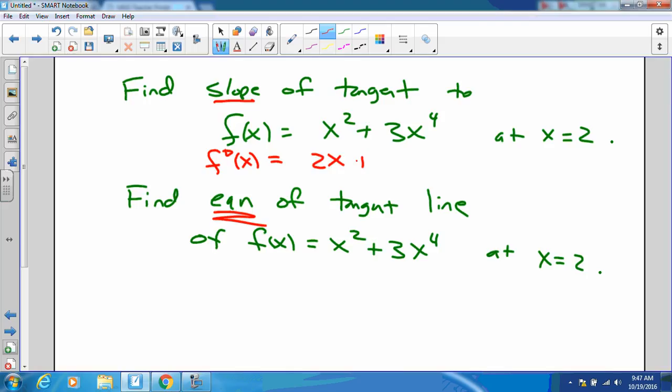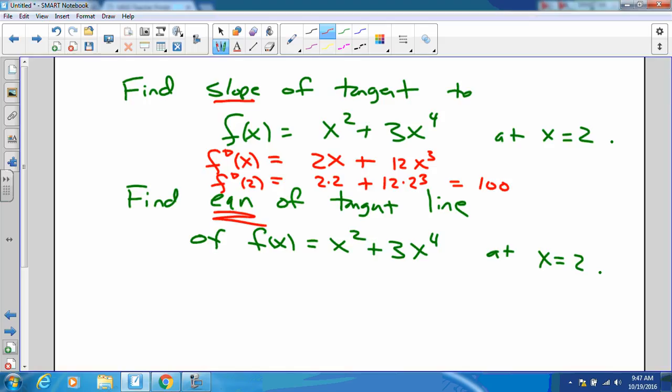Derivative of x squared is? The derivative of 3x to the 4th will be? Isn't that nice? Yeah, multiply by 3, okay. Yeah, that's right. And so f prime of 2 now will be found by substituting in, which gives me 2 times 2 plus 12 times 2 cubed, which is large. That's 4 plus 96.